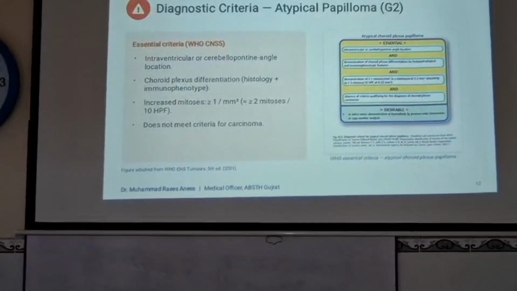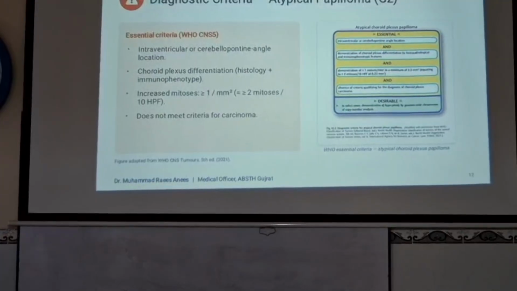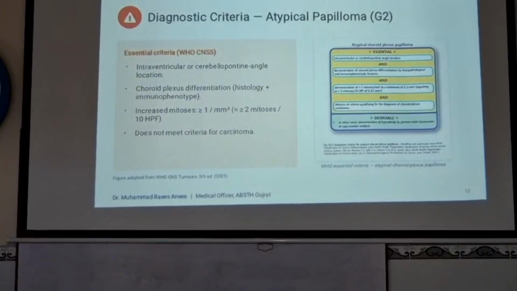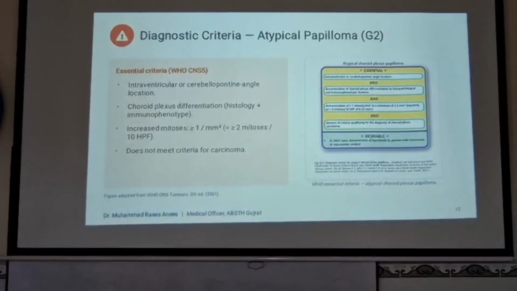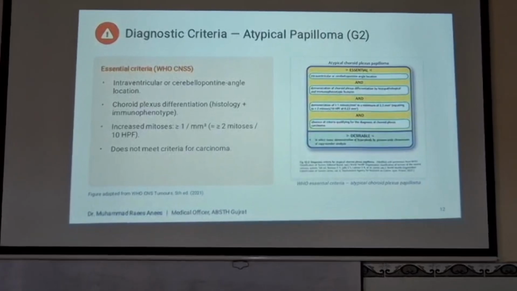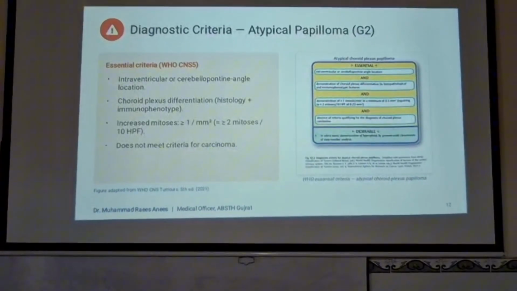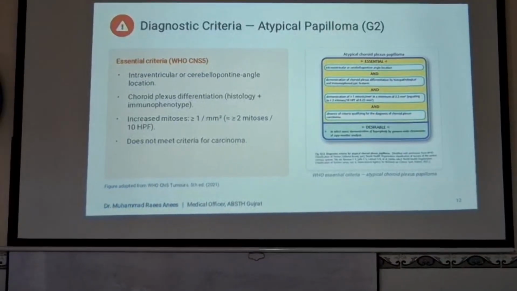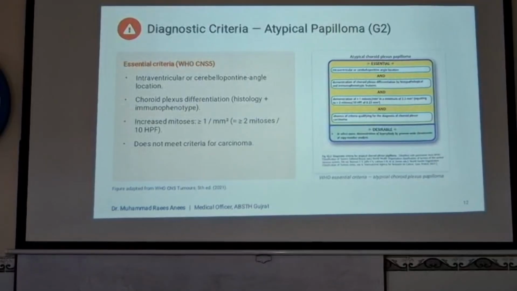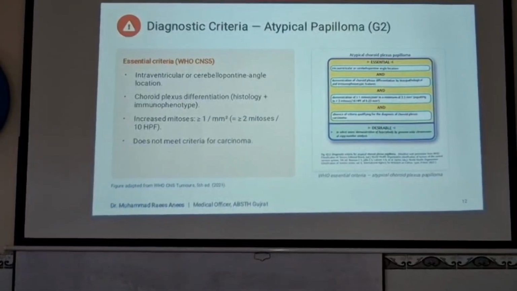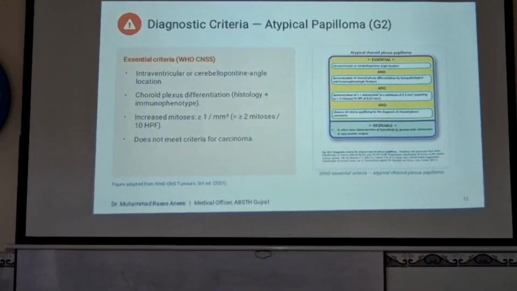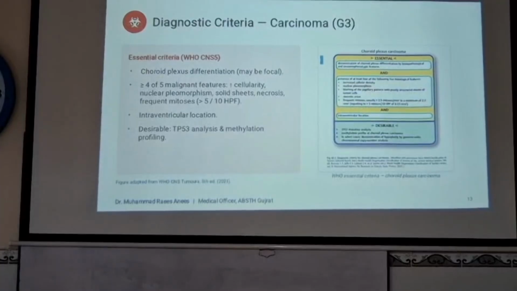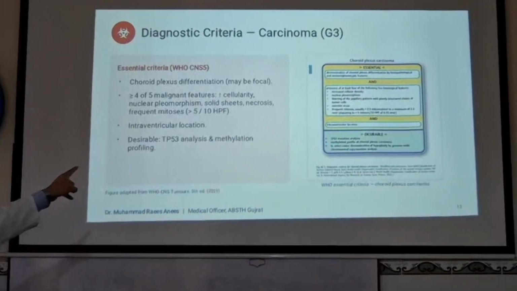Then we come to the atypical papilloma, grade 2. The essential criteria for the atypical papilloma include the intraventricular or cerebellopontine angle location, choroid plexus differentiation on histology and immunophenotype, and increased mitosis, which is very important and differentiates the typical from the atypical papilloma: greater than 2 mitoses per square millimeter, and others which do not meet the criteria for choroid plexus carcinoma, which has greater than 5 mitoses on microscopy.